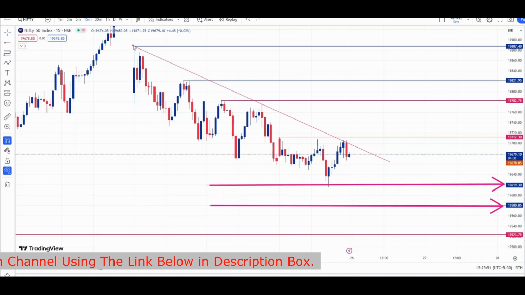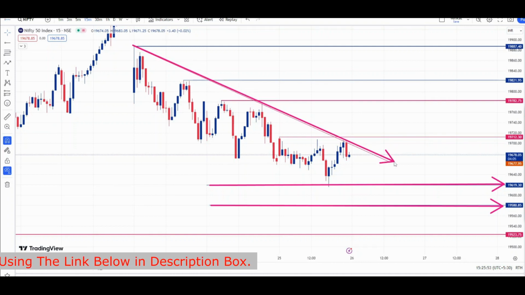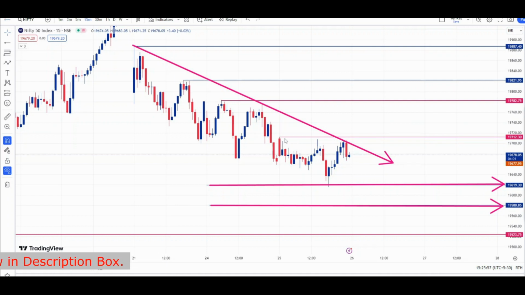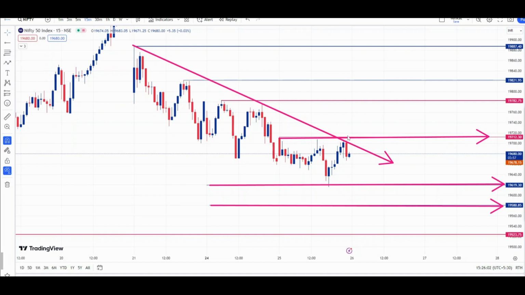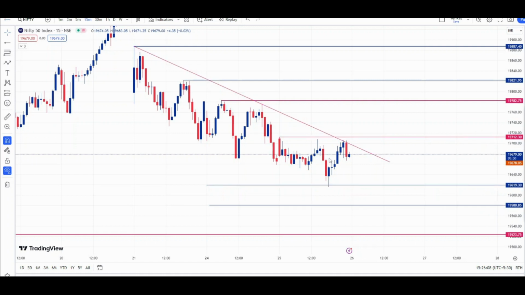And this resistance line, this trend line, is holding this complete downtrend. So confirmation for this reversal is only above this level. What is the level? 19,700. So above 19,700, if Nifty opens flat or with a small gap up tomorrow, then these levels will work.